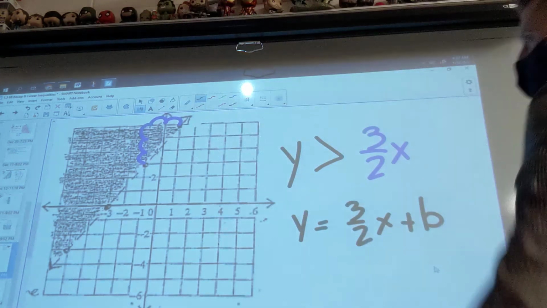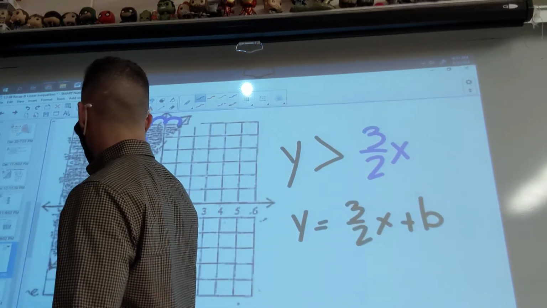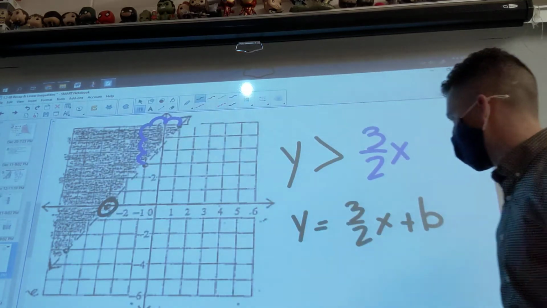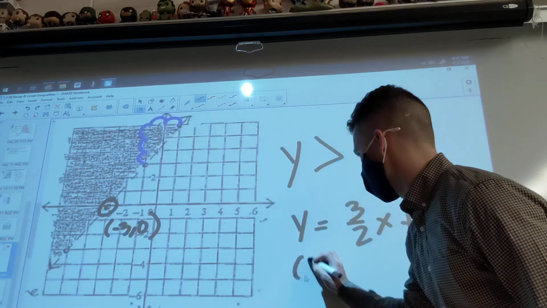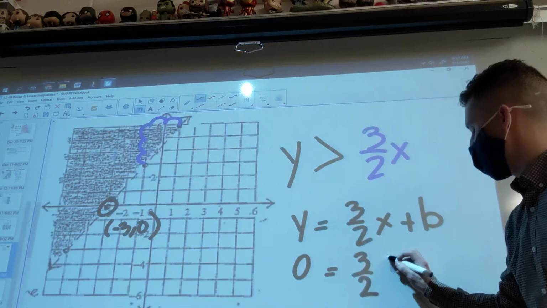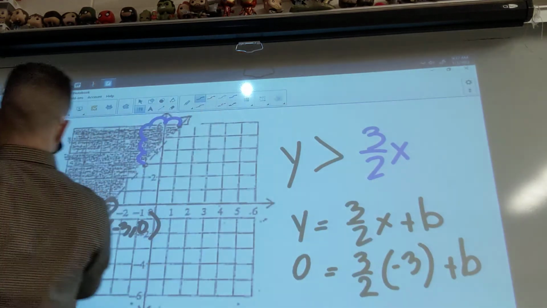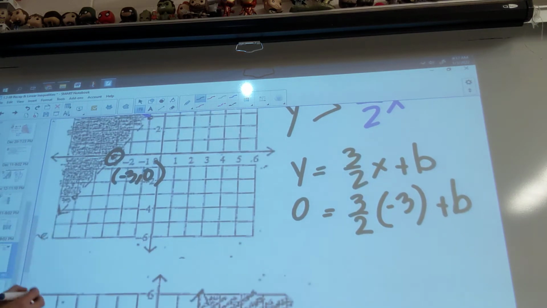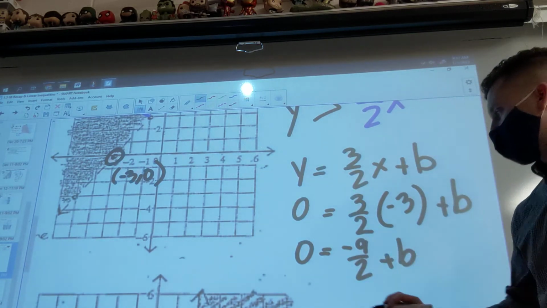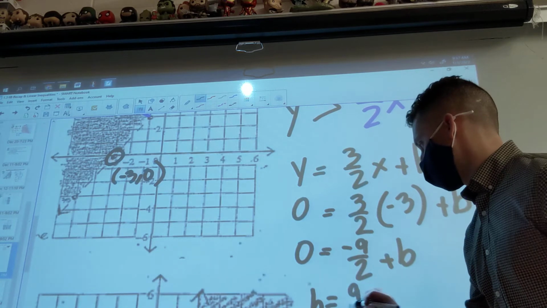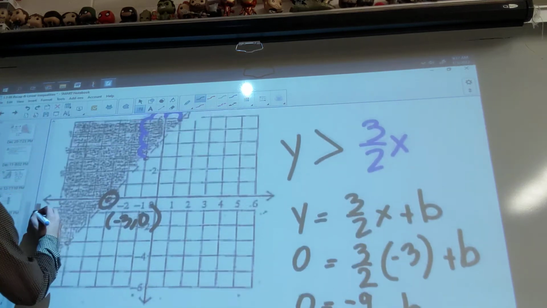Good. I would just plug in a point on the line. Like this one? Yeah. What is that point? -3, 0. So we're going to plug in the point -3, 0. Let's try it out. 0 equals 3/2 times -3 plus b. What's 3/2 times -3? So 0 equals -9/2 plus b, which makes b 9/2, which comes out to basically 4.5, right? Which is what we had guessed.